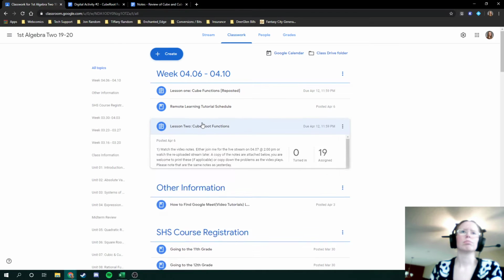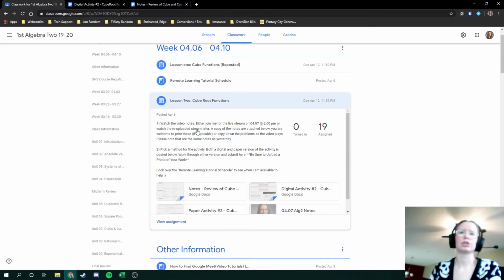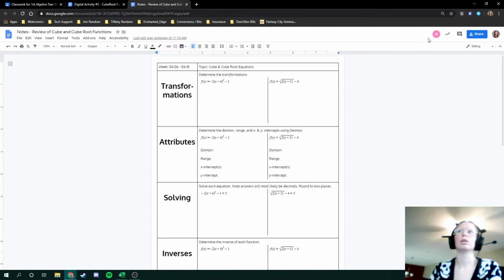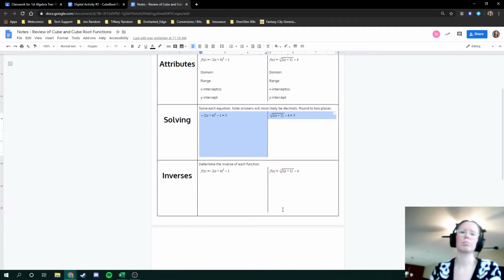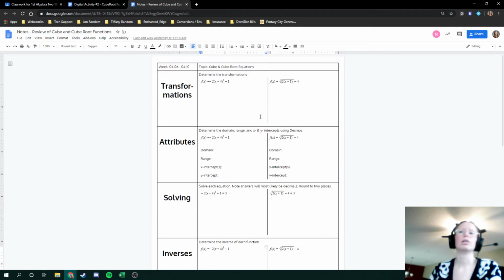So today we're going to be covering the same notes that we did yesterday. We will look at transformation statements of two functions, their attributes using Desmos.com, solving them, and how to find the inverse.